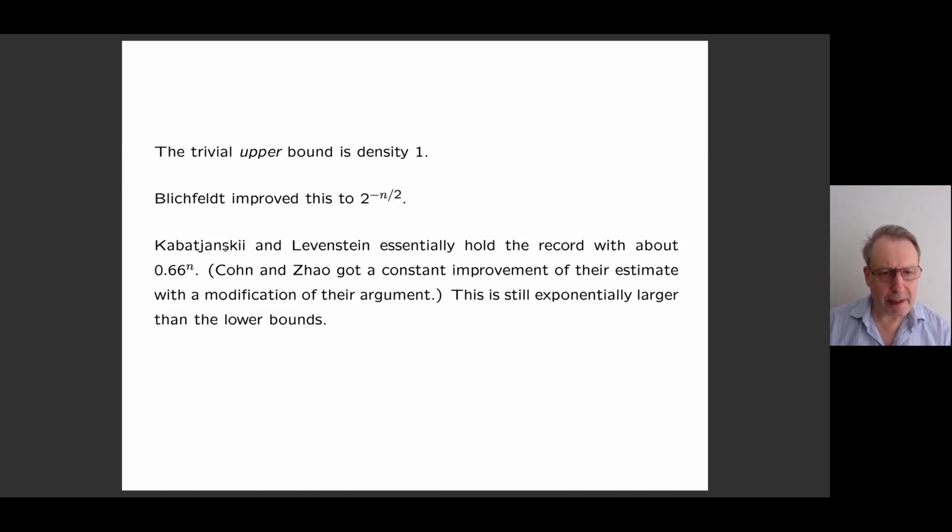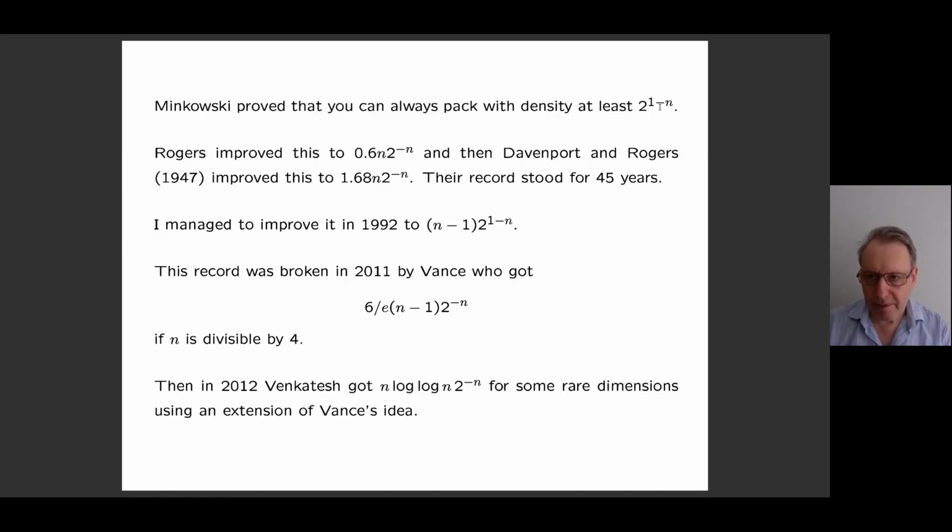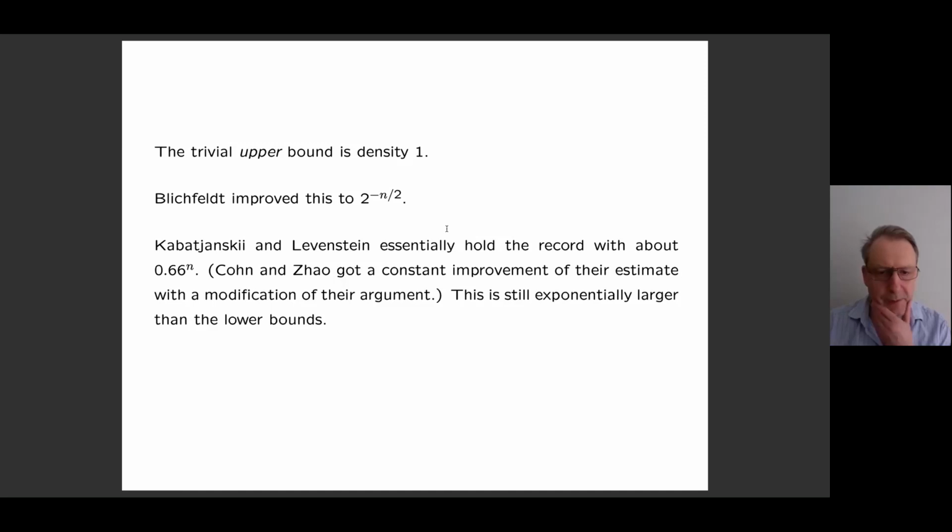This was improved by Kabatiansky and Levenshtein, and they essentially hold the record. It's about 0.66 to the n. This is not exactly that, of course, it's something else. There has been a constant improvement of this due to Cohn and Zhao, using essentially the same argument. They tinkered with it a bit and managed to get a constant improvement. But as I say, this is still exponentially larger than the lower bound. So it's 0.66 to the n instead of 0.5 to the n. There's an exponential gap.